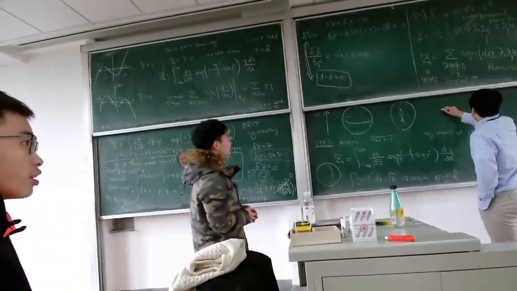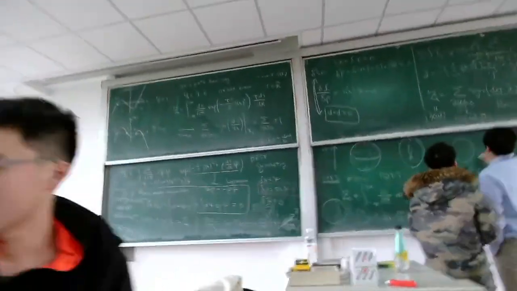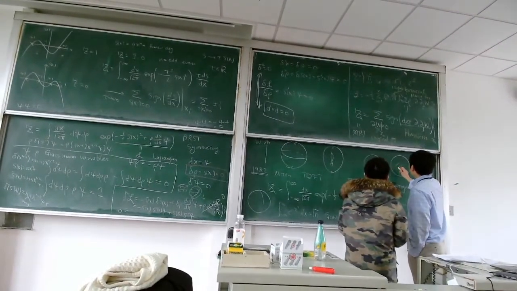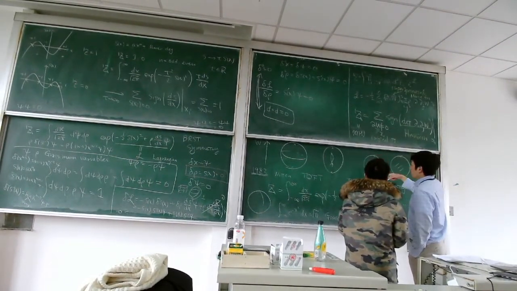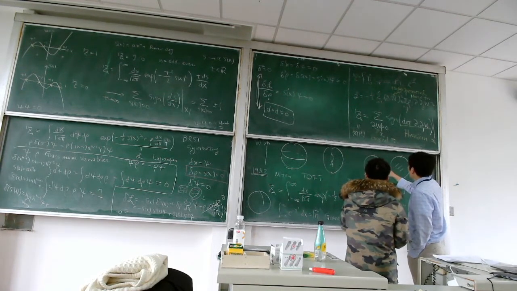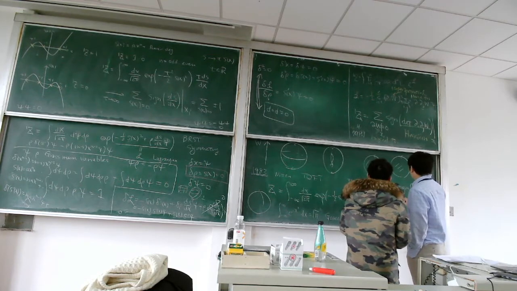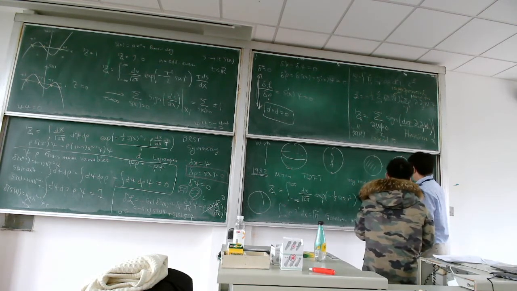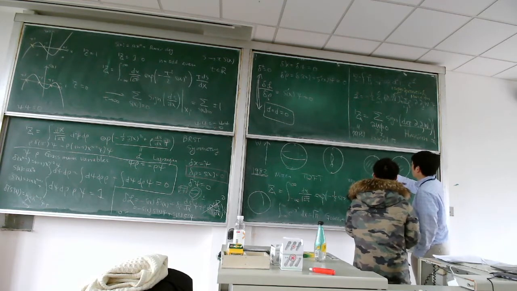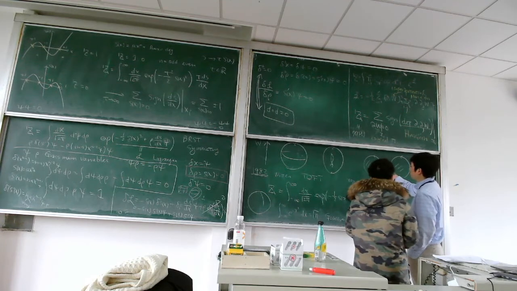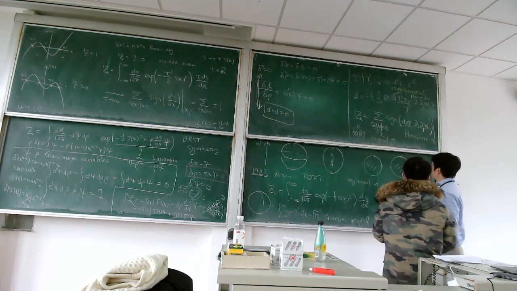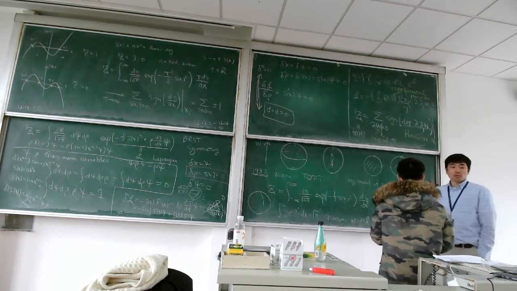So you have a two disk. You have a two disk. And if you identify this boundary, you get S². So you have a two face, one edge. Does it have a vertex? To have an edge, you have to start from a vertex. So you have to identify this point, one. You don't need to.